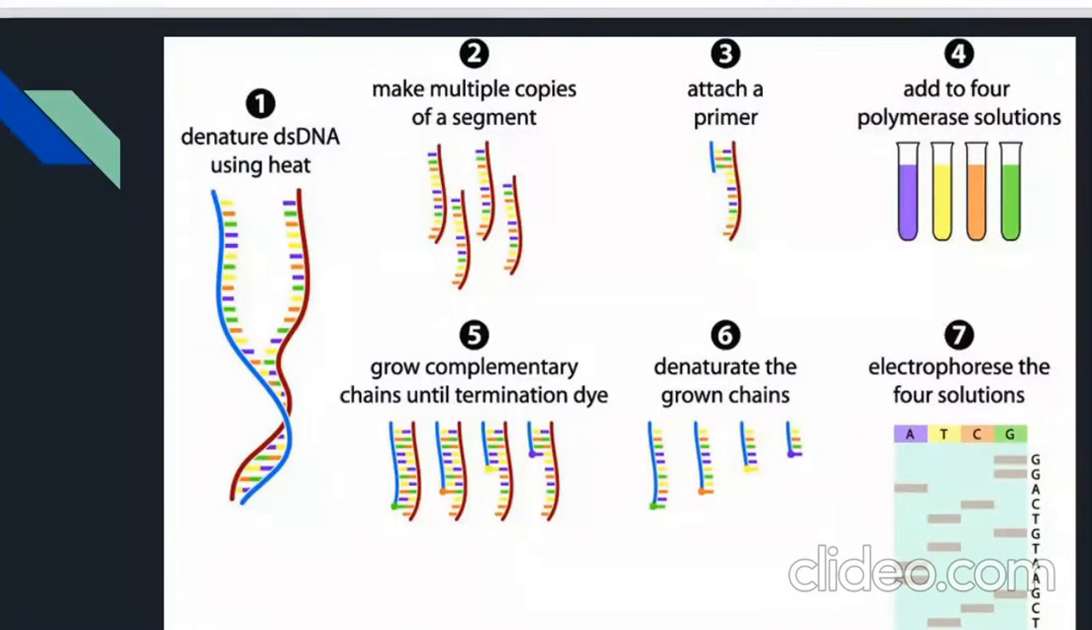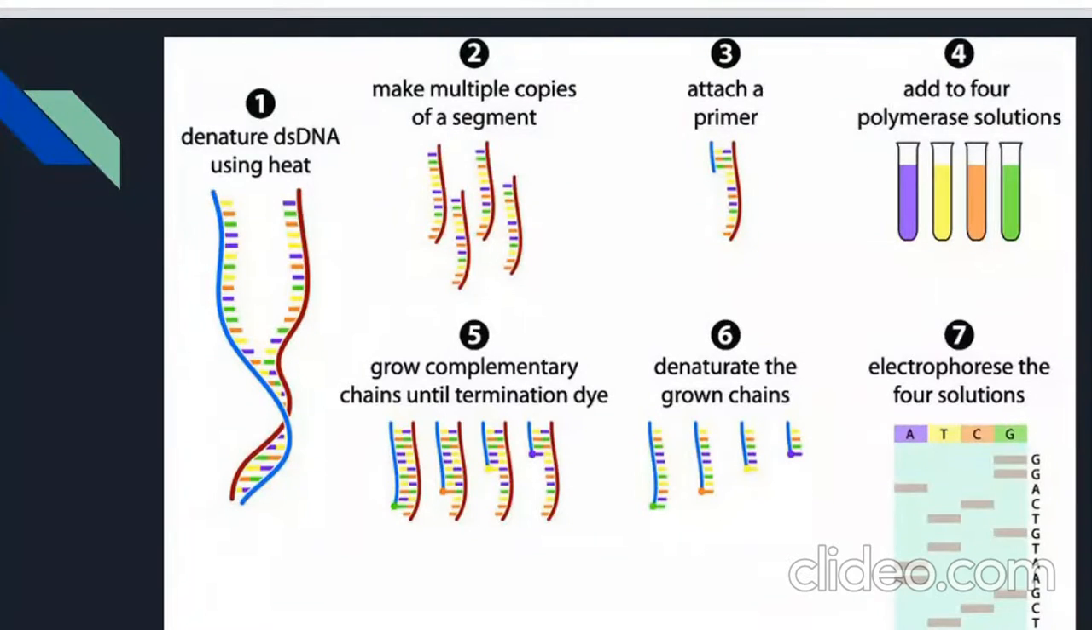What is meant by ddNTP is dideoxynucleotide triphosphate. You will not have a 3' OH in that particular molecule. You'll have only H in the place of the 3' OH. So this will terminate the sequence.